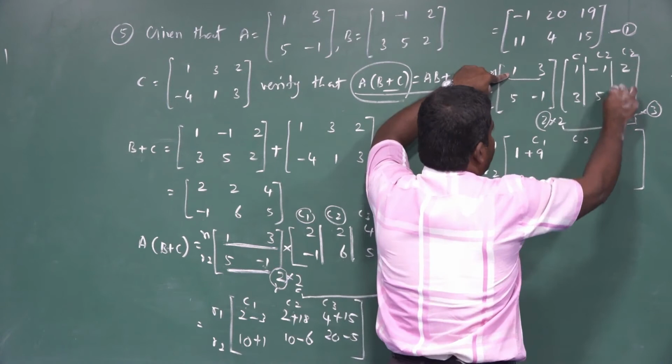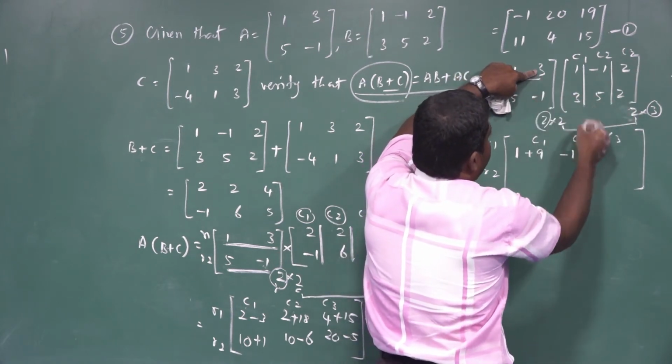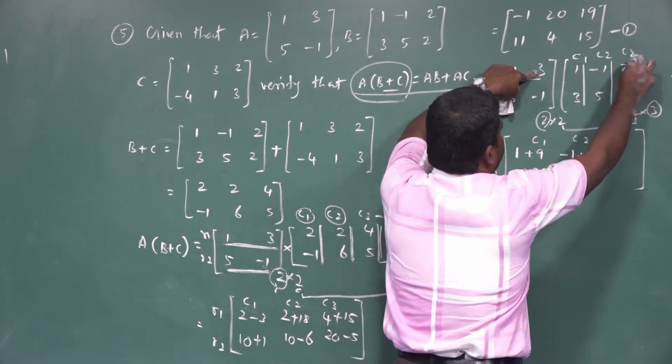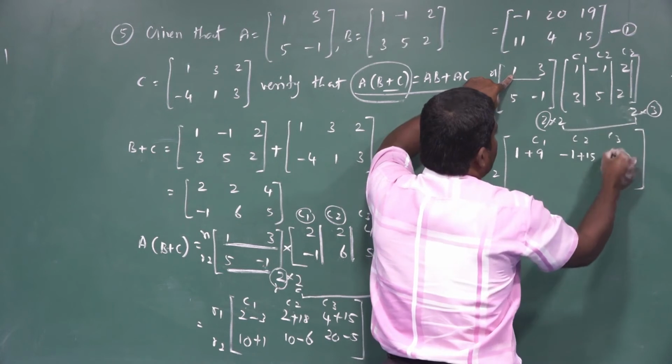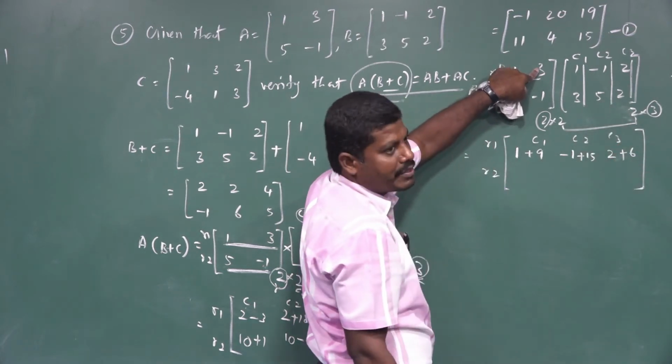Next you take the second column. 1 multiplied by minus 1, minus 1. 3 multiplied by 5, plus 15. So the second column is over. Next you take the third column. 1 multiplied by 2, 2. 3 multiplied by 2, 6. So all the 3 columns are over.